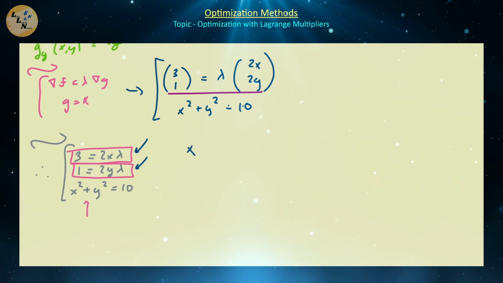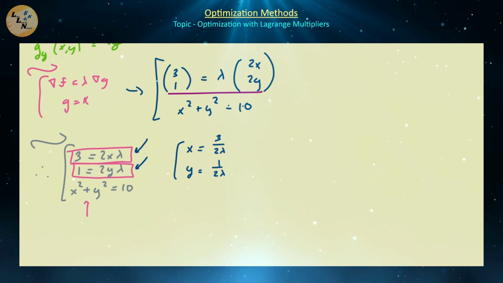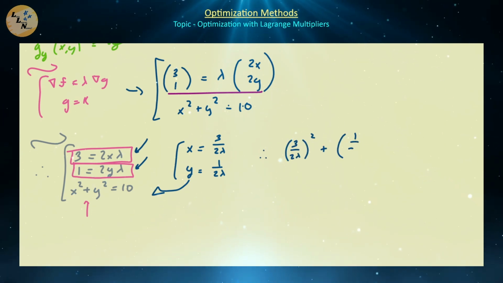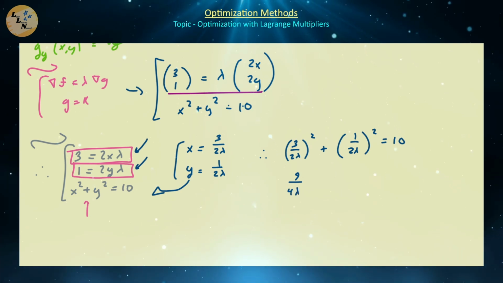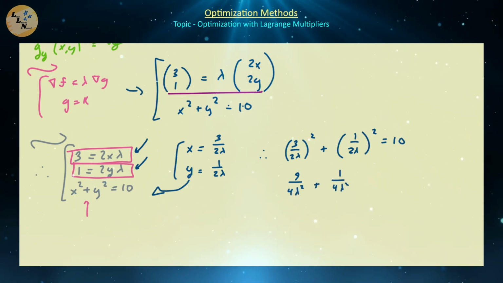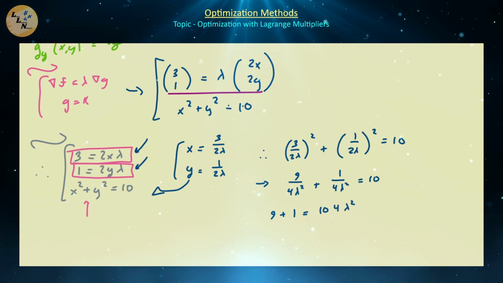So from the first equation we have that x is going to be equal to 3 divided by 2 times lambda. From the second equation we have that y is going to be equal to 1 over 2 times lambda. So substituting them into equation 3, that's going to give us (3 divided by 2 lambda) squared plus (1 divided by 2 lambda) squared, and that's all going to be equal to 10. So once we square those out, we're going to have 9 divided by 4 lambda squared plus 1 divided by 4 lambda squared is all going to be equal to 10. We can multiply both sides by 4 lambda squared, and that's going to give us 9 plus 1 is equal to 10 times 4 lambda squared.